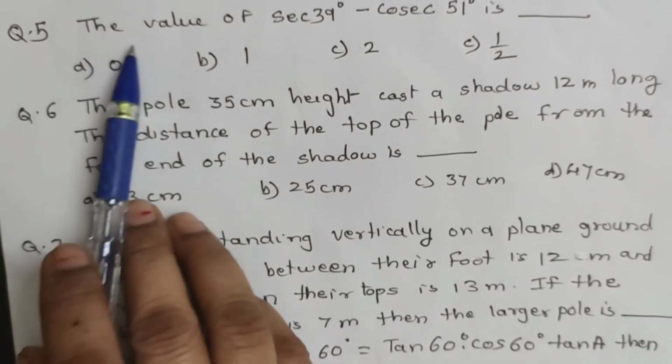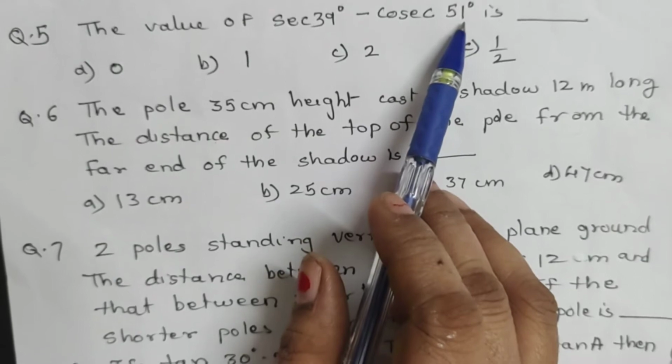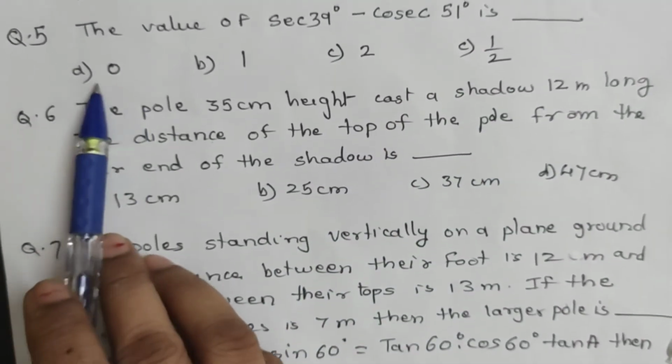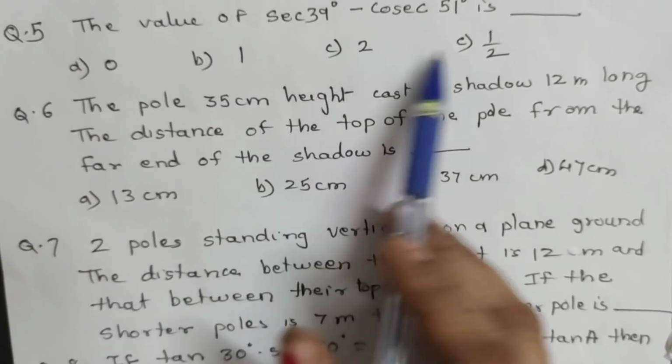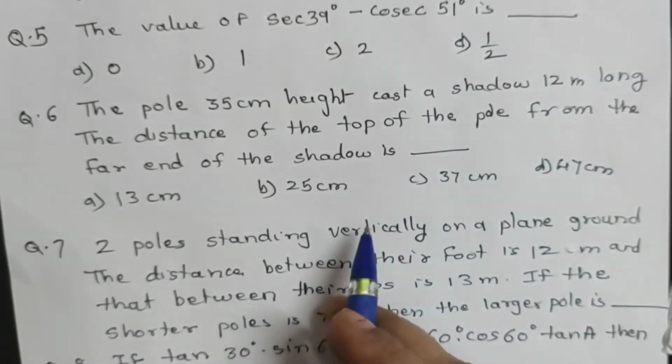Question number 5. The value of sec 39 degree minus cosec 51 degree is dash. The options are A 0, B 1, C 2 and D 1 upon 2.